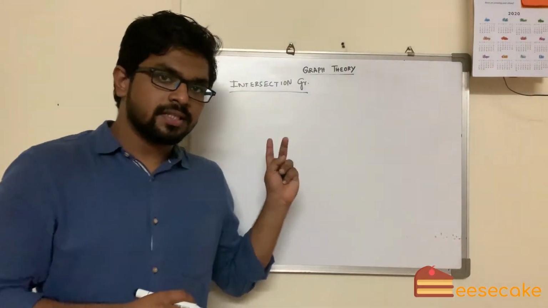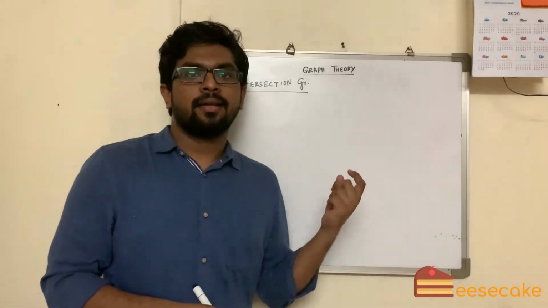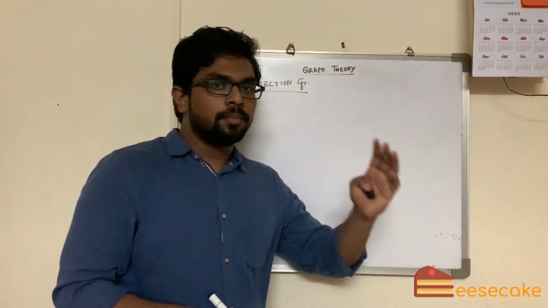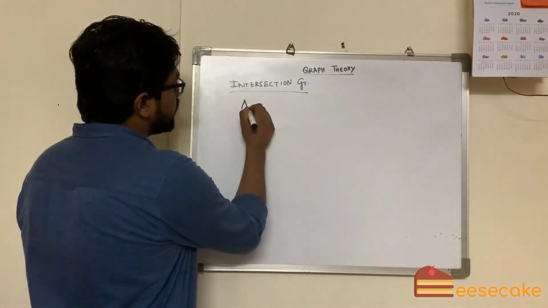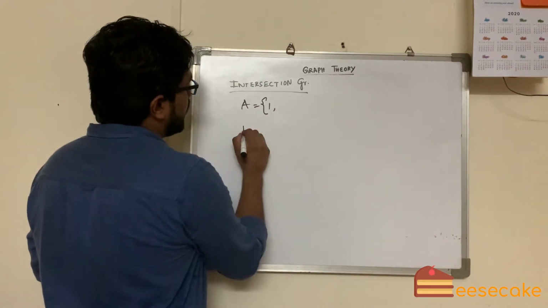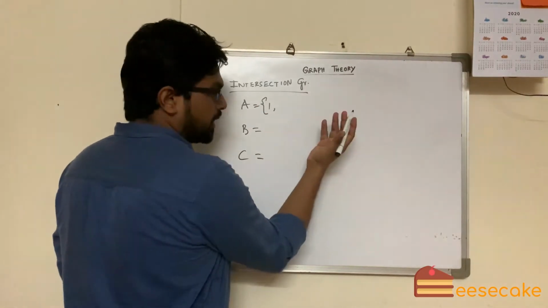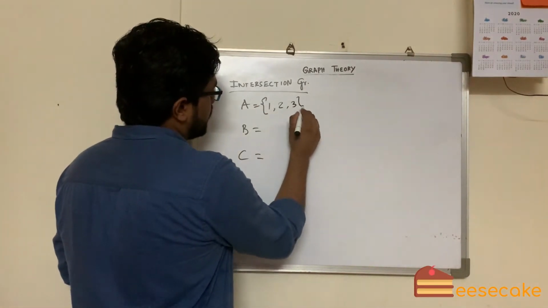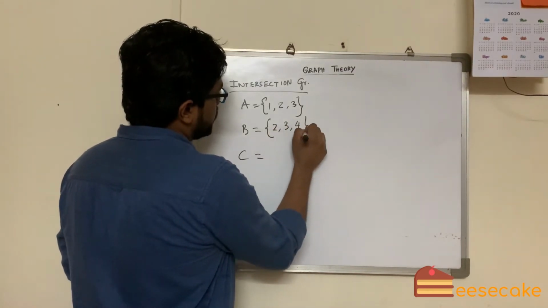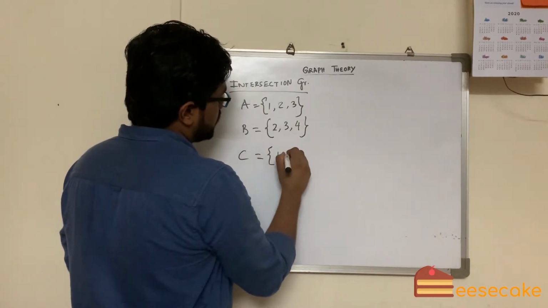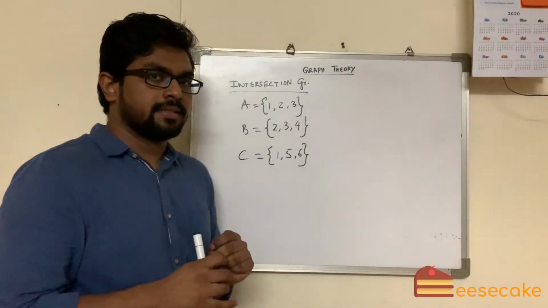So let's talk about intersection graphs. Before starting with how intersection graphs are made, let's look at it from the perspective of an example. It will be very easy to understand. Suppose there are three sets A, B and C. Now I'm writing the A set. Okay, so these are the three sets.